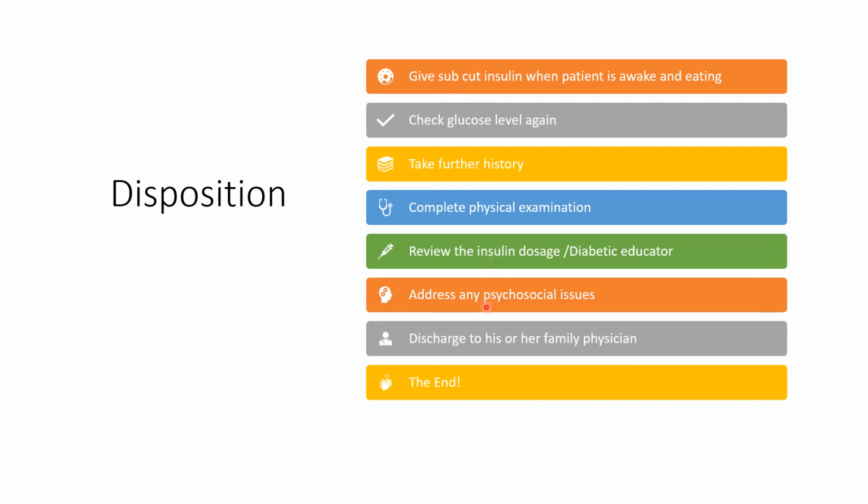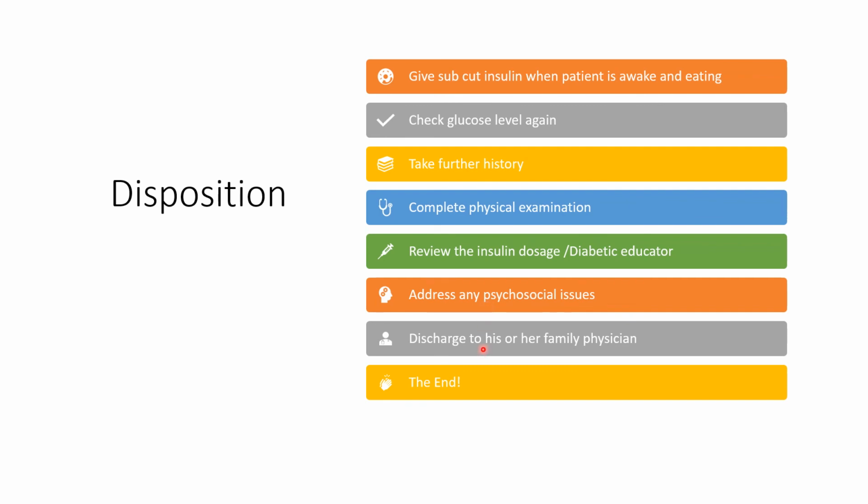Then we will address any psychosocial issues. Yeah, not living with the parents, or this person might even be homeless, might be on the street. Then how do you want him or her to be able to do all these things? And how will he or she comply with your prescription, taking the medications and coming to see you periodically, or having necessary tests done to know the level of the sugar?